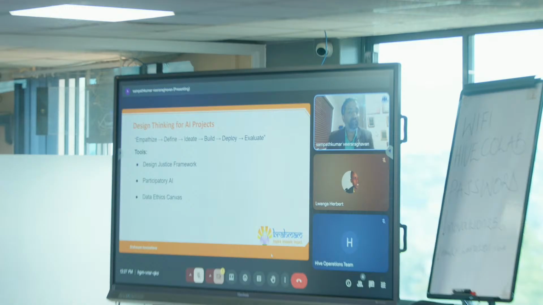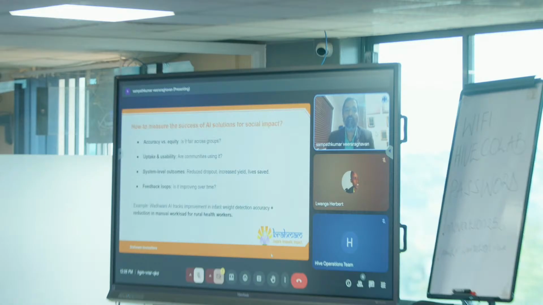You start with your end user, define their needs in their own way, and then you ideate. Come back with ideas where AI can play a role. Build models quickly and deploy the model, and make sure you can evaluate the model and that it is having a positive impact on the community. There are many metrics here. I'm not going to go into depth, but there's a way you want to measure the success of your AI systems. For example, accuracy versus equity, right? Is it fair across many groups?